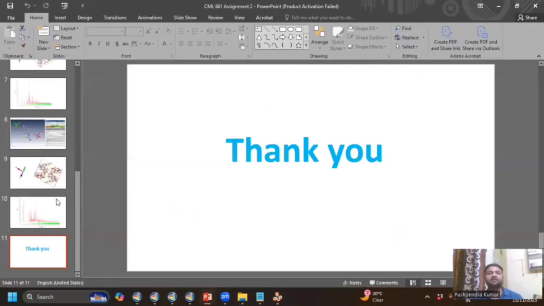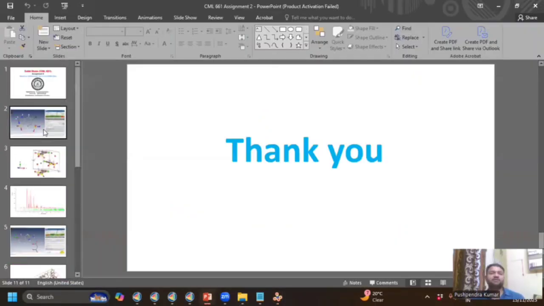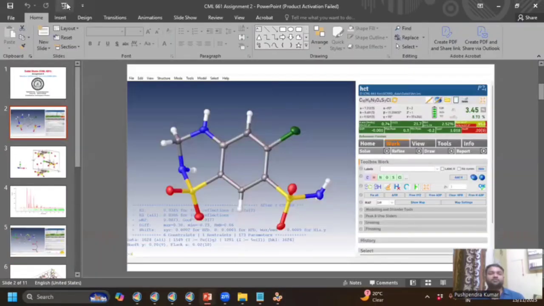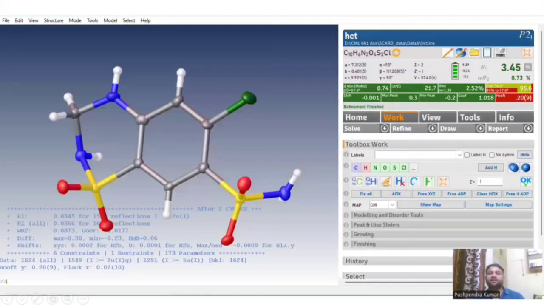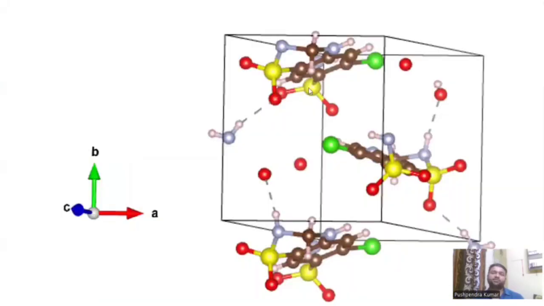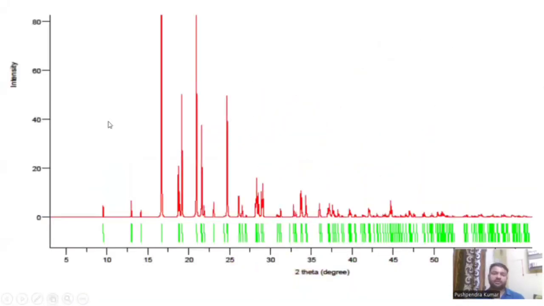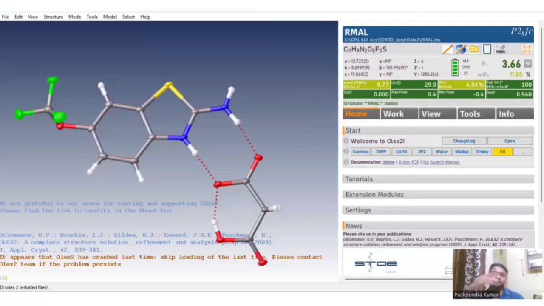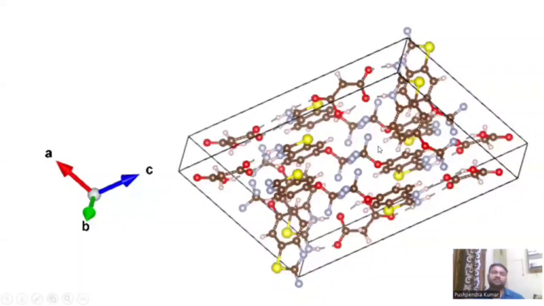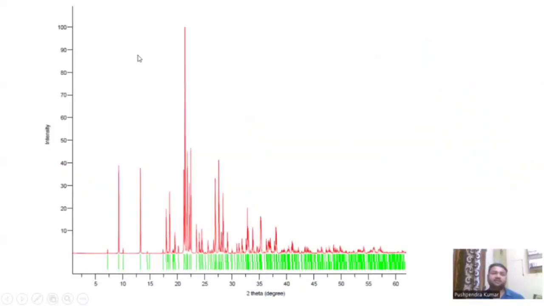And this is all we have done in our Assignment 2 of Solid State CML 662. These are the compounds that I have solved. This is the first compound, hydrochlorothiazide, that we have solved, and this is the unit cell corresponding to this molecule, and this is the PXRD pattern corresponding to this compound. This is another compound, RML, and this is the structure of this compound, and this is the unit cell that I have shown you in VESTA, and this is the PXRD pattern that I have shown.